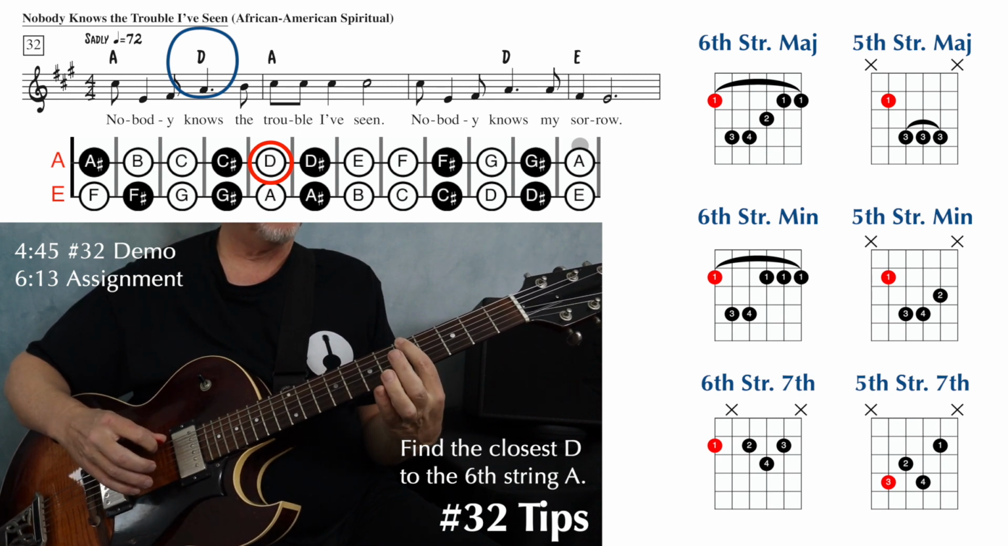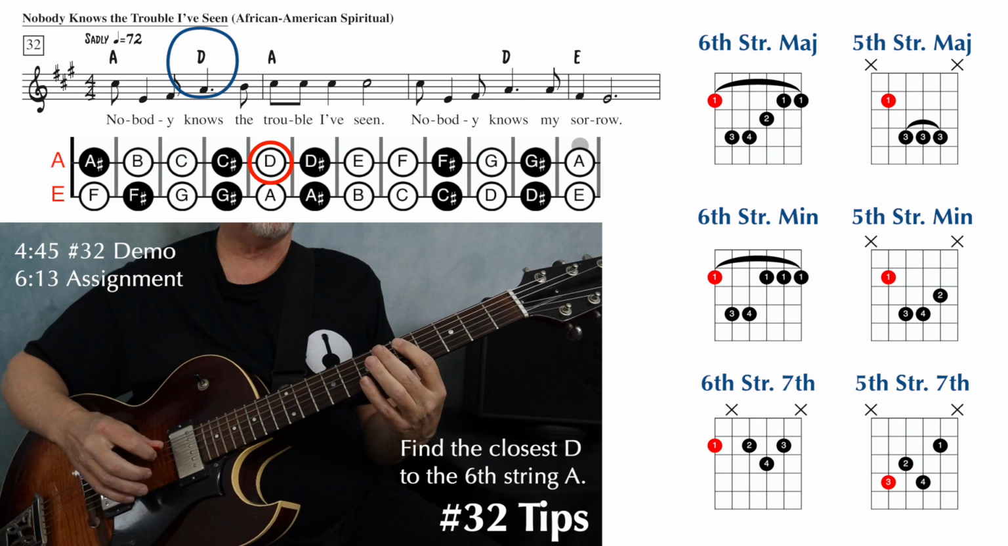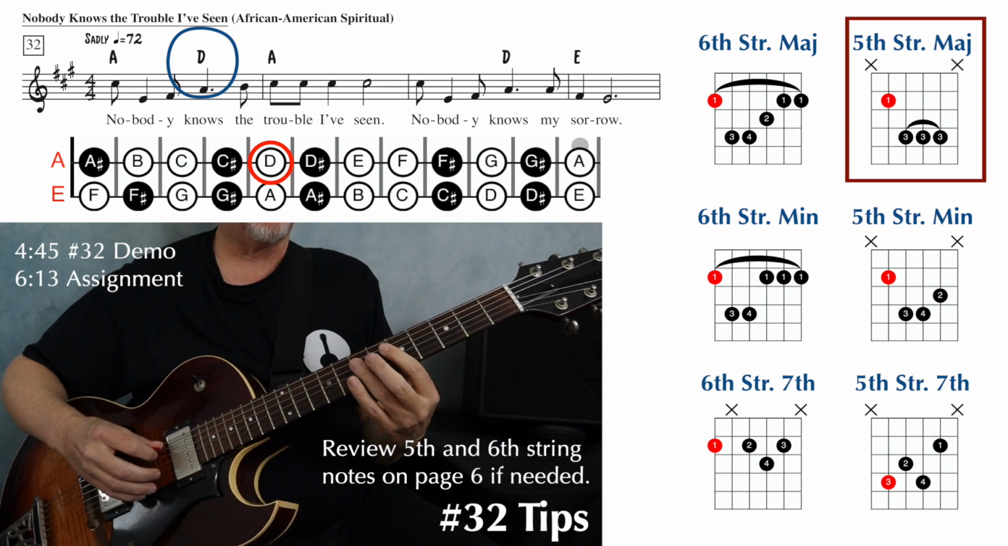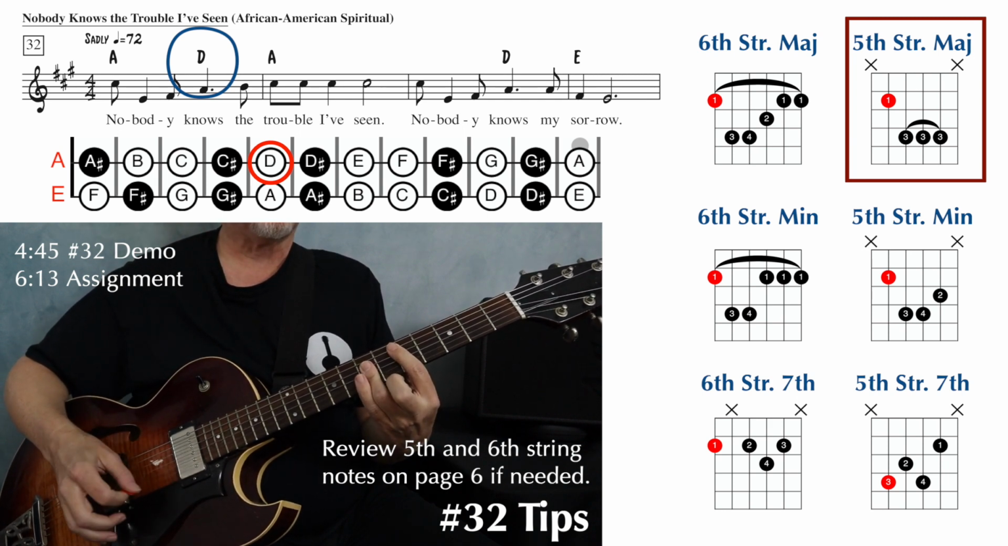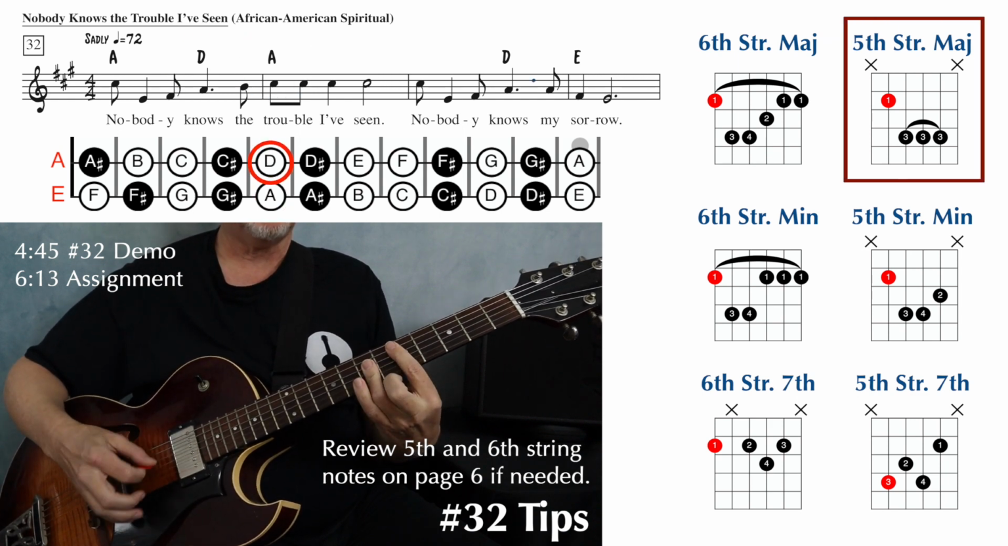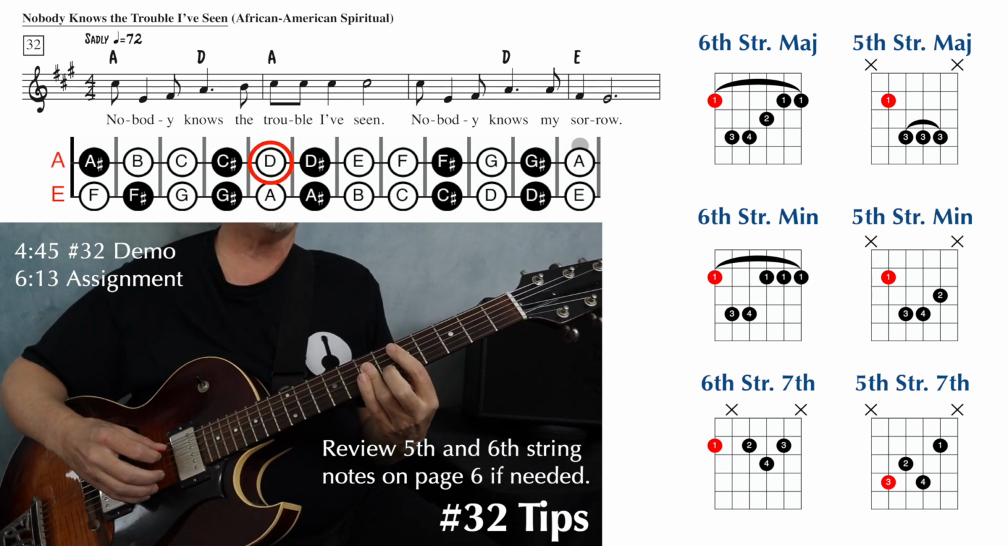So there's my A on the 6th string, my D on the 5th string. This is another major chord, and the root is on the 5th string, so we'll be playing our 5th string major shape for the D. Then there's another A, another D. At the end of the first line, there's an E major.